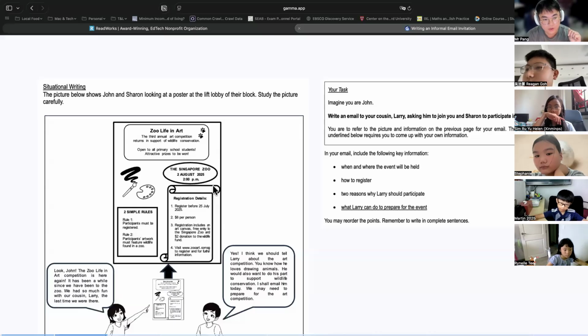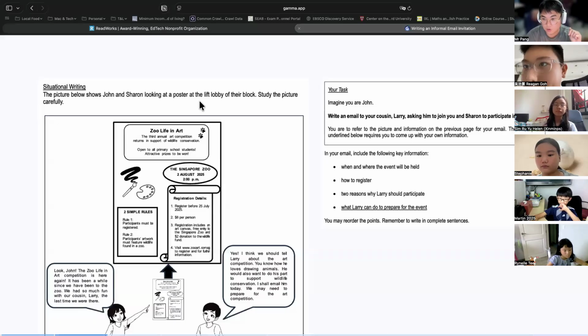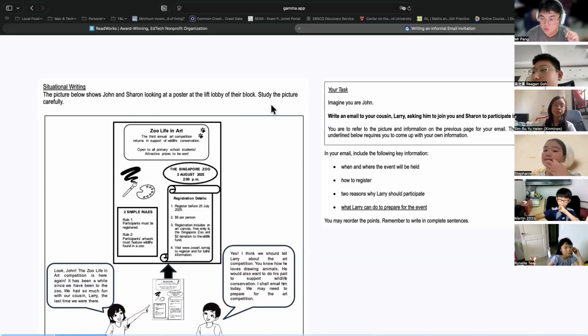So over here, you see that this is the poster that our 2 friends, John and Sharon, see. This is a poster at the lift lobby of their block. And this information, this first line on top here, is something that many of you always leave out. You all may overlook this line, but this line is important because it gives you the context for why you are writing to your cousin, right?